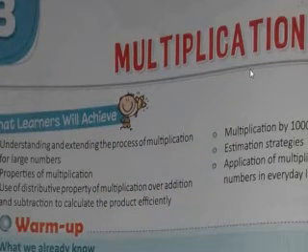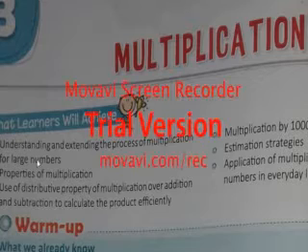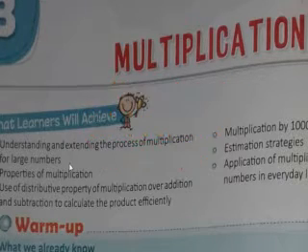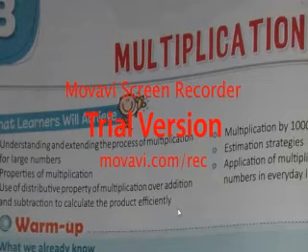Now here it is multiplication. What will learners achieve? Understanding and extending the process of multiplication of large numbers. Here we will be understanding and extending the process of multiplication of large numbers. We will know several multiplication processes. Properties of multiplication we will be reading in this chapter. Use of the distributive property of multiplication over addition and subtraction to calculate the product efficiently. This we will be reading.